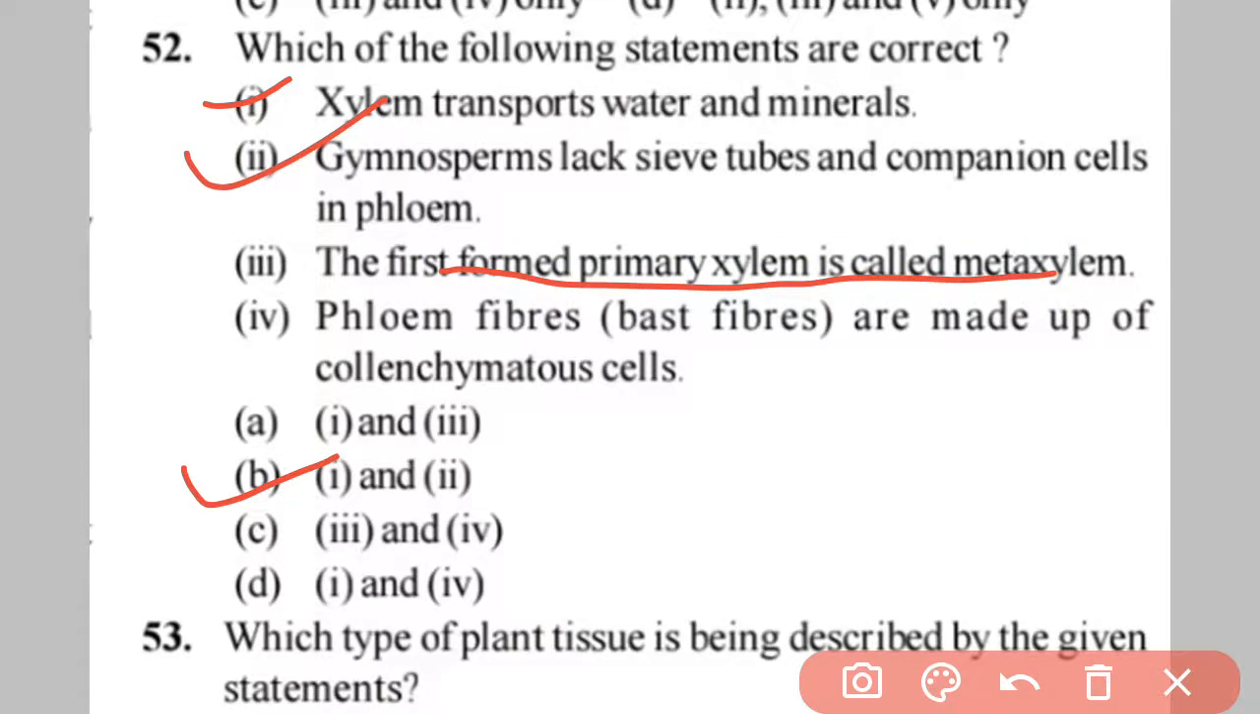Here you can see the third statement is wrong, because the first formed primary xylem is called protoxylem, not metaxylem. Metaxylem is the later formed xylem. And the fourth statement, phloem bast fibers are made of collenchyma, is also wrong, because they are mainly made up of sclerenchyma cells. So you got the answer, option B.